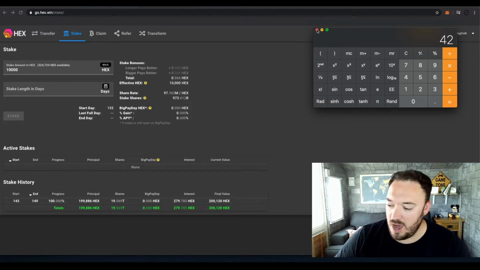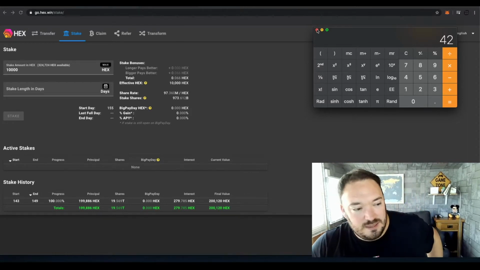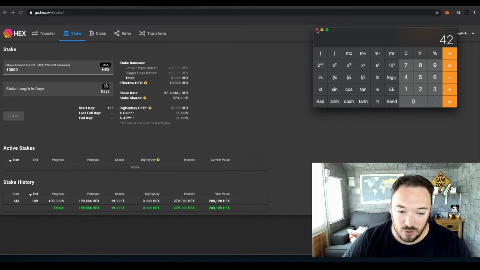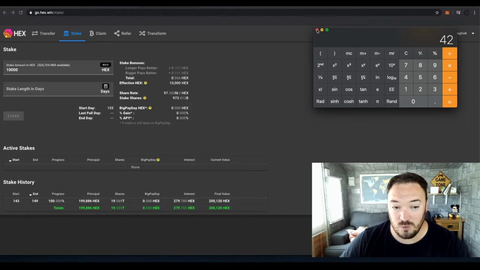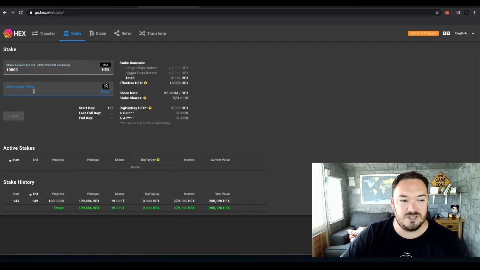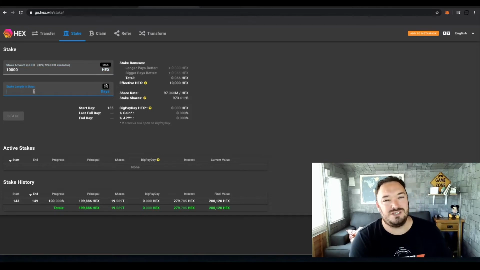So if you're thinking, I don't really want to invest in a platform like that, I ain't really got much money, you literally can send like 0.1 of an Ethereum, and you will get Hex that day if you want to take part in the transform for each day. So let's say we've put in this $42 worth of Hex, and then you have to decide how long do I want to stake it for?